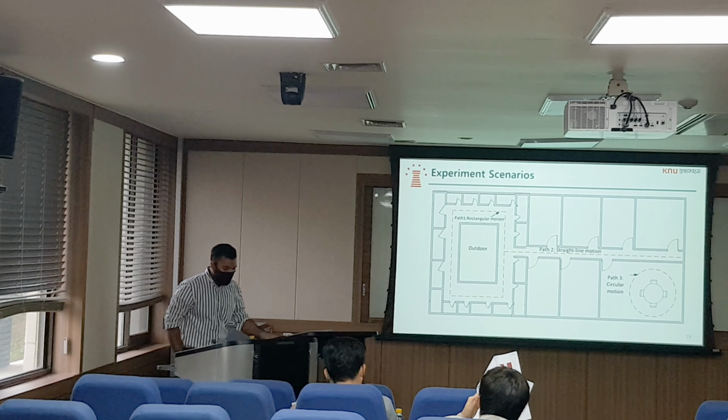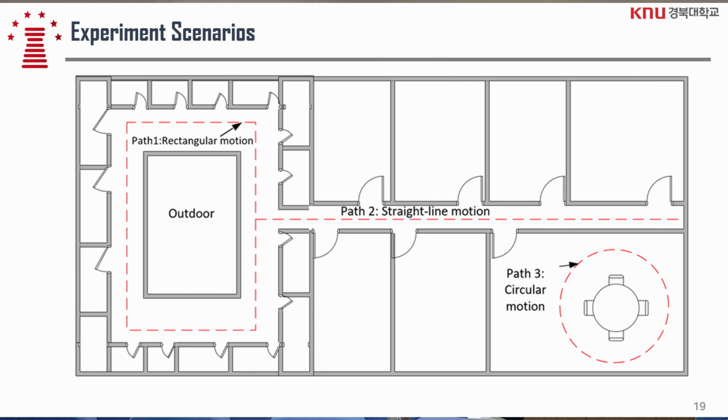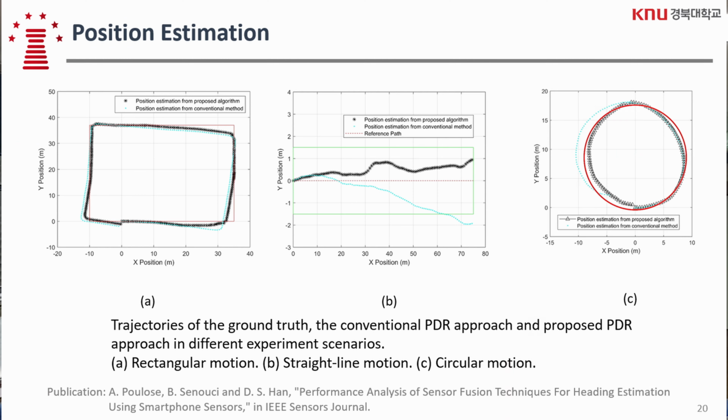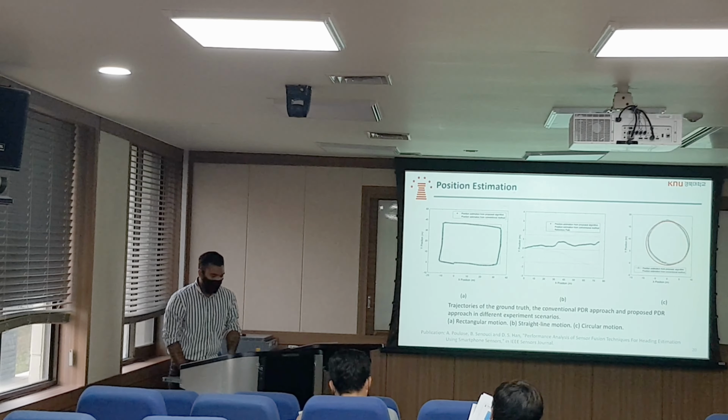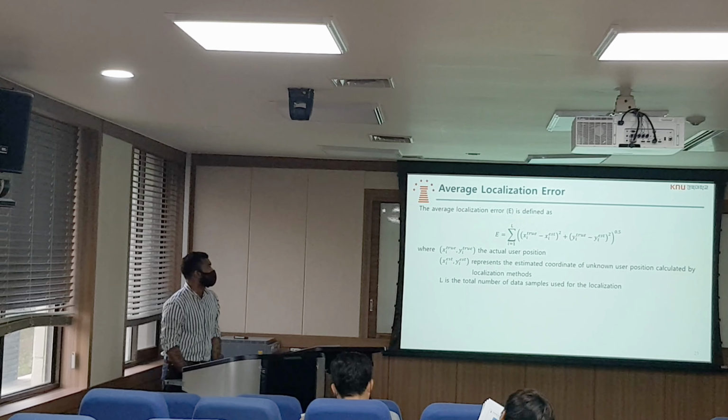To validate our approach, we consider 3 experiment scenarios: rectangular motion, straight line motion, and circular motion. Here is the estimated result using our proposed approach, and we also compare with the conventional approach. In the conventional approach, we use accelerometer data for step detection and a normal azimuth heading, like gyroscope Z values, as the heading value to estimate the position. But in our proposed approach, we combined sensors: we use the pitch-based estimator for steps, and magnetometer and gyroscope for heading. To validate the result, we estimated the average localization error.